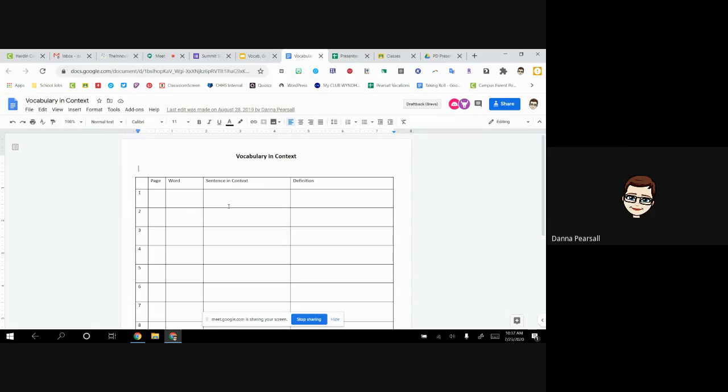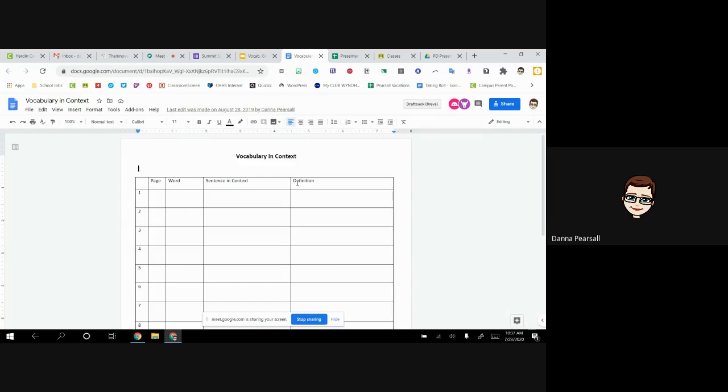because the goal of all of this vocabulary that we teach is to have students be able to figure out what the words mean within the context. Not only is that what is tested, but it's also a lifelong skill that they're going to use. So the sentence in context is very important.